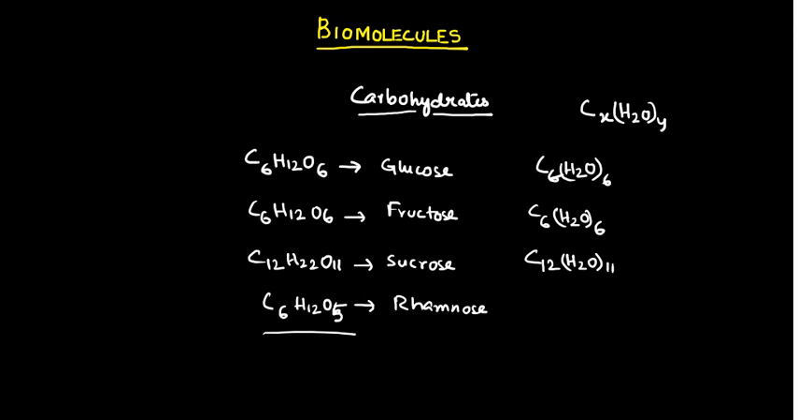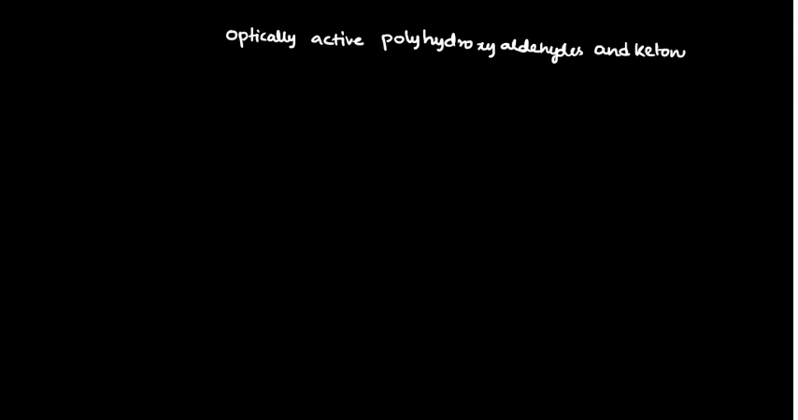So, actually what are carbohydrates? Carbohydrates are chemically defined as optically active polyhydroxy aldehydes and ketones.